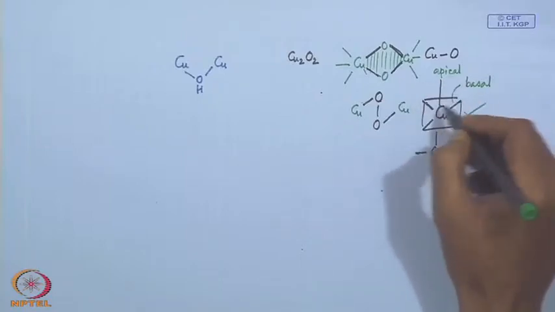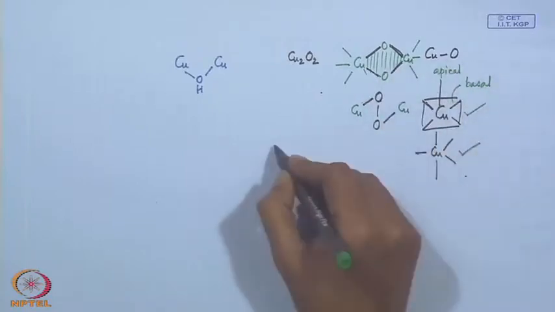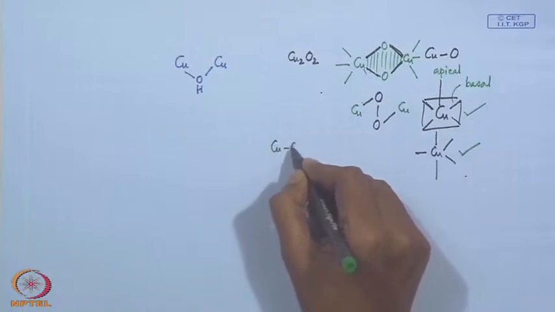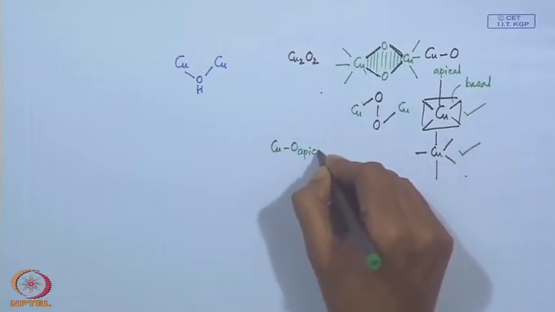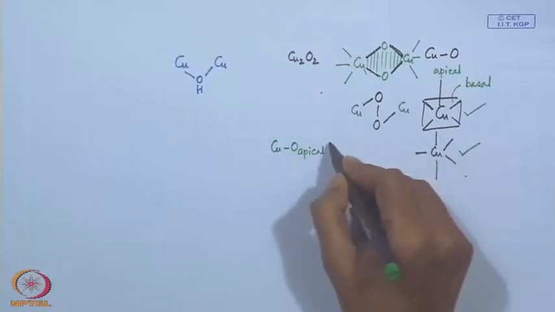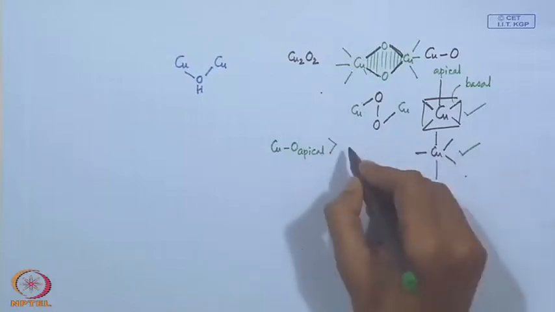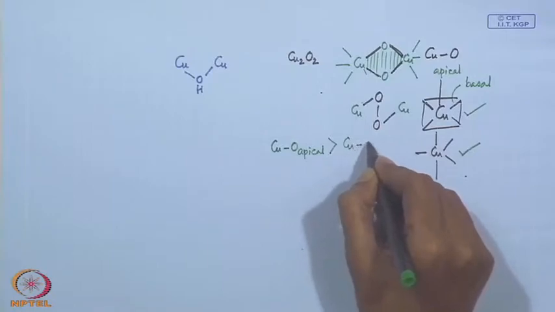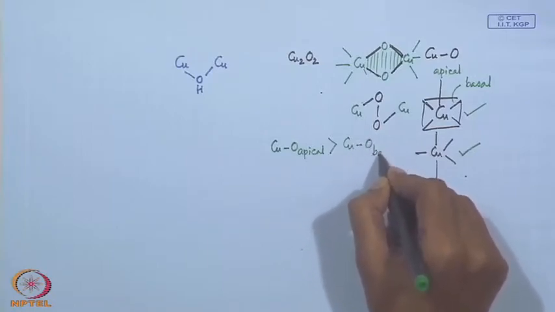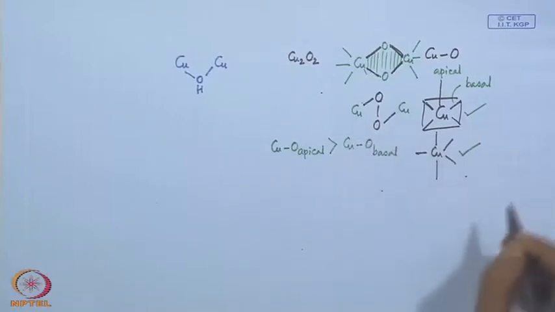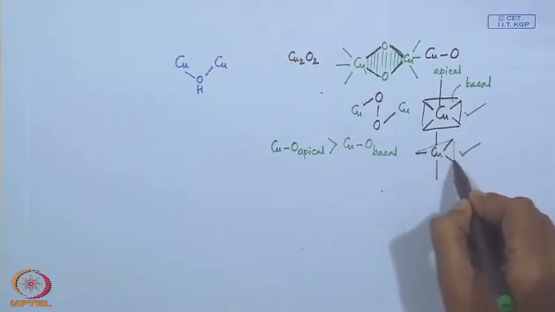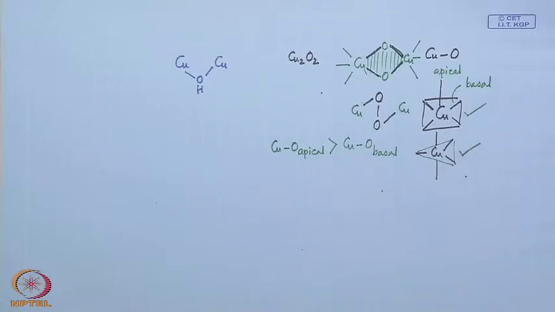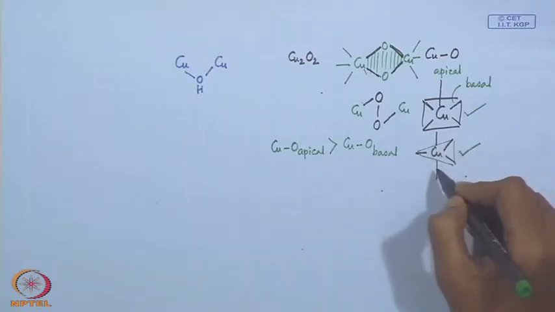And all these copper oxygen apical bond distances will be greater than the copper oxygen basal. Similarly, in this particular case also, in the trigonal bipyramidal geometry, you have one basal, one apical.